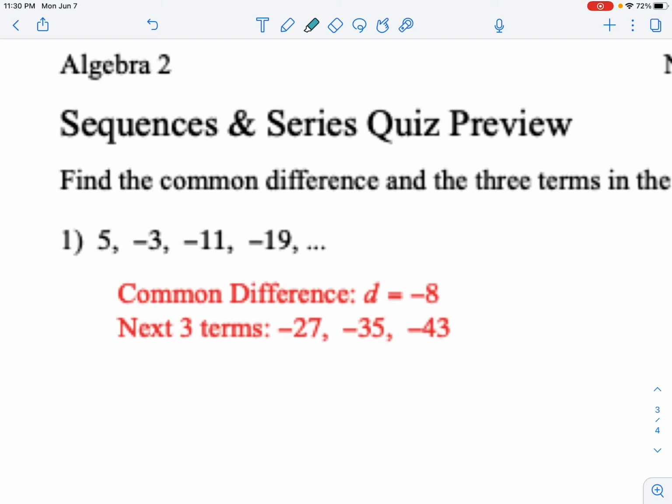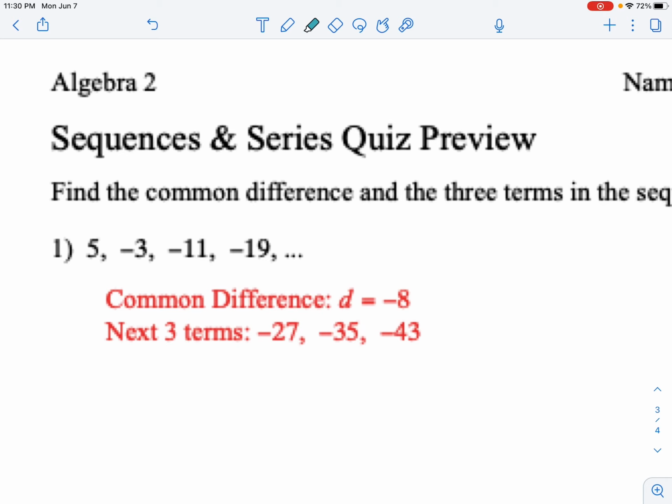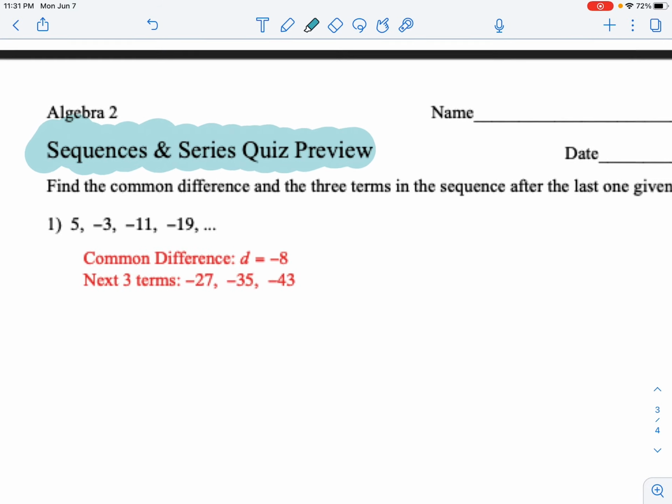All right, so here we go. As we always do, we identify the name of our lesson. And this is, like I said, the Sequence and Series Quiz Preview.